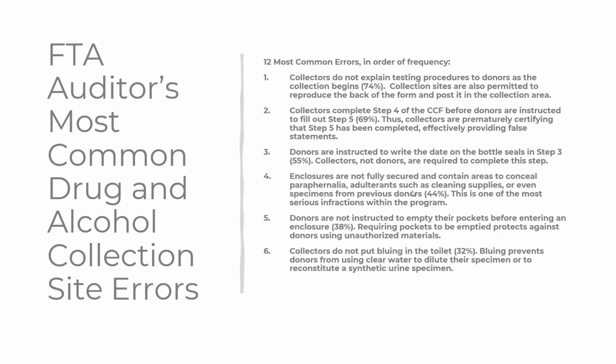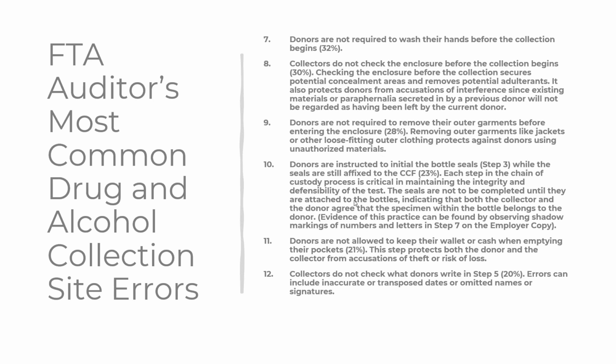Auditors also found a lot of paraphernalia in the restrooms. Make sure you're doing a once over in there. The littlest thing can cheat a drug test. Here's one: donors were not instructed to empty their pockets. Again, we want to make sure that they're not bringing in any adulterants. And 32% didn't use bluing in the toilet. I think that's interesting. You need to be using bluing. 32% also weren't required to wash their hands before the collection. Definitely have to provide or wash their hands before that void.